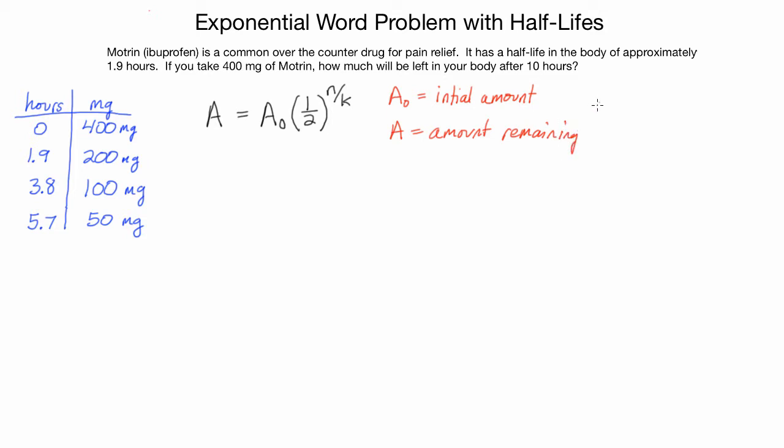N is the number of time periods. So in this case, is it days? Is it hours? Is it months? Is it minutes? And k is the half-life of whatever substance we're doing.